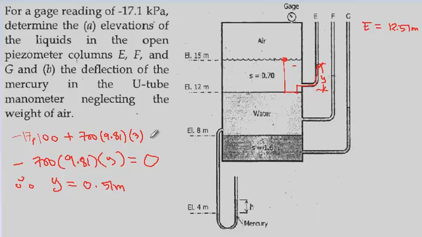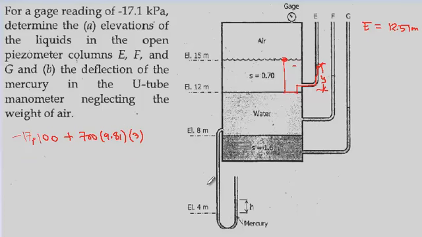So bali ato na siyang adan. Okay, wait. Okay, so this is the pressure at the air. Here's negative 17,100. You go down, that's 700 times 9.81 times 3. You go down further, that is what?